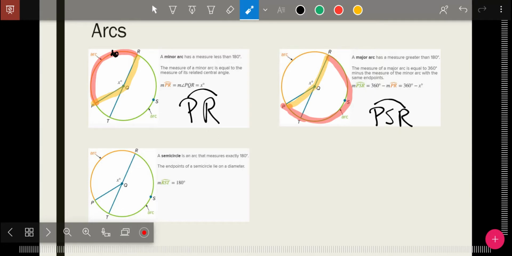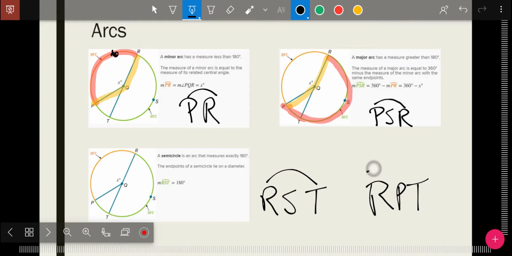A semicircle is when it's exactly 180. You could kind of go either way with the letters, but it's most commonly accepted that you would still use the 3 letters. And so arc from R to T through S, that would be one. Or you can go from R to T through P, so R, P, T. Those would both be semicircles. They're both half the circle, so they're exactly 180. I know it's half the circle because RT is a diameter. R starts at the diameter, T ends the diameter, so it's exactly half the circle.